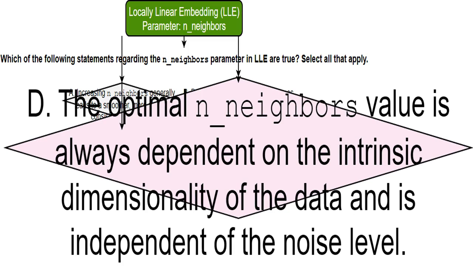I disagree here too. The optimal value depends on both the intrinsic dimensionality, the underlying structure of your data, and the noise level. More noise might mean you need a larger value of _n_neighbors to smooth things out, but too many neighbors can blur the detail. The best choice is always a compromise. A bit of experimentation is required.